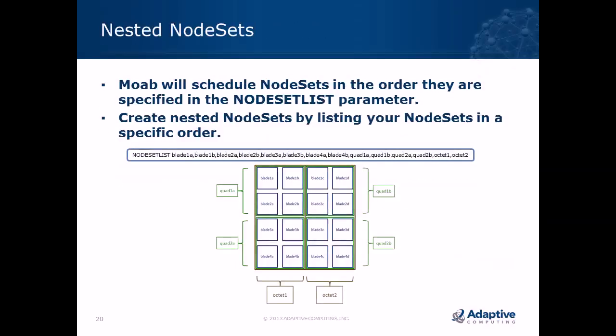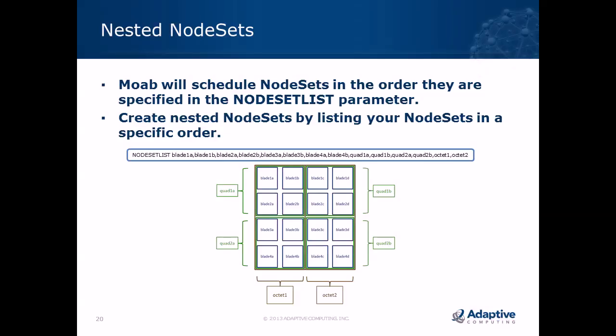But Moab evaluates node sets in the order that they were specified. So this actually allows for some interesting network topology type scheduling behaviors. In this example, I've got 16 blades, and each 4 is grouped into a quad unit, and then the 8s are grouped into an octet unit.